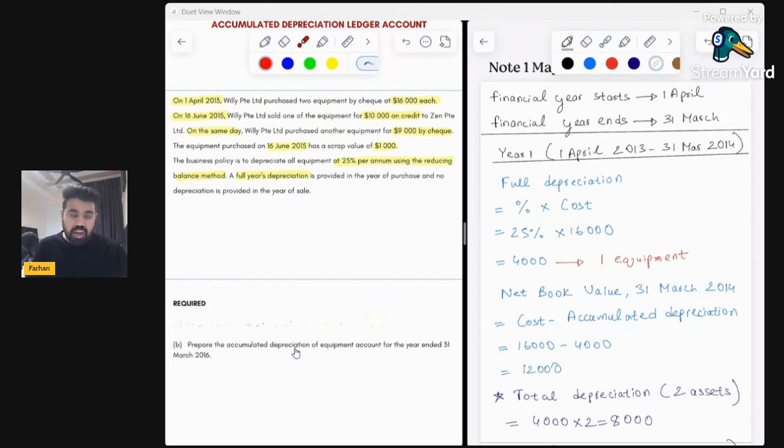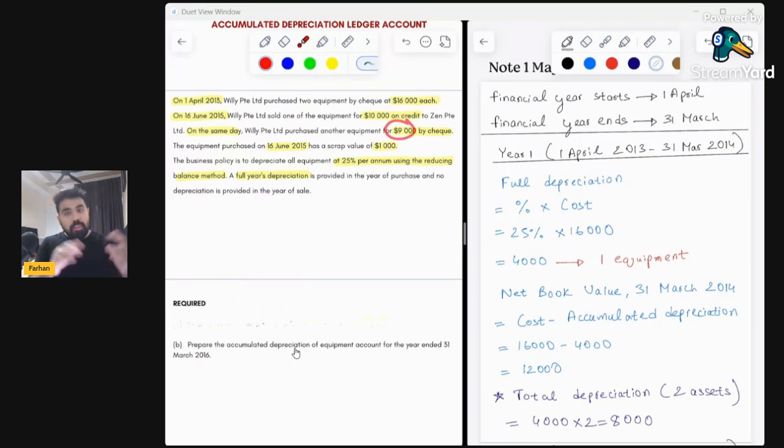All right, so based on what we have read so far in this question, we understand that on 1 April 2013, our company Willie purchased two assets. And each of these assets had a cost of $16,000, which means altogether the total amount spent on 1 April 2013 for these two assets is $32,000. Then on 16 June 2015, which is almost after 2 years, we sold one of these assets for $10,000. And also on that same day, we bought a new asset which had a cost of $9,000.